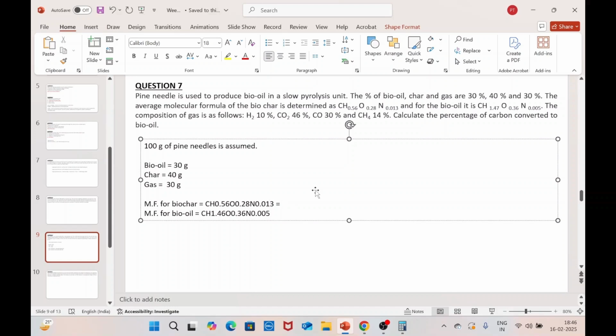So here you take the coefficients and multiply them with their atomic mass. Carbon is 1, so 1 times 12, plus hydrogen 0.56 times 1, plus oxygen 0.28 times its atomic mass 16, plus nitrogen 0.013 times 14. This is the way to calculate. Please let me know the average molecular weight you get for biochar and bio oil.